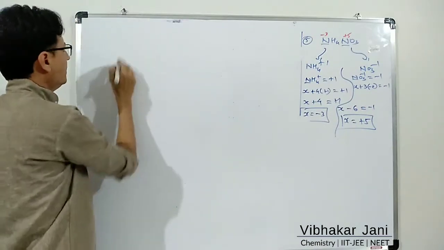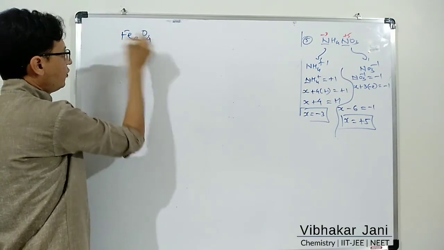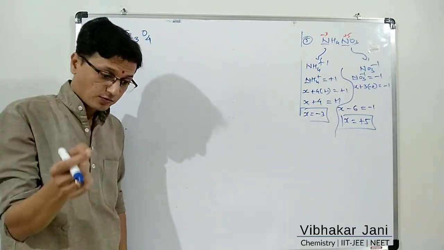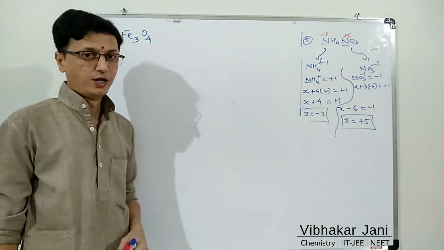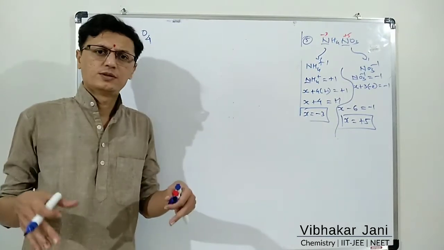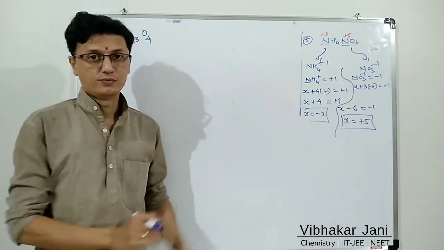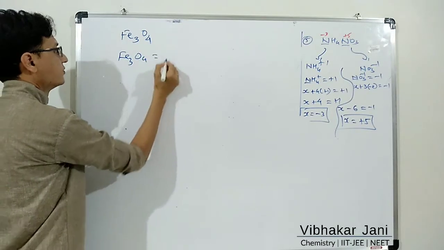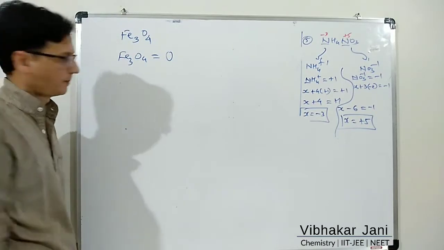Okay, now if I write Fe3O4, and if somebody asks what is the oxidation state of iron in Fe3O4, so first of all, to find the oxidation state of iron in this compound by our simple method, the oxidation state will have a fractional value. Let us take it out. So Fe3O4 is equal to 0. Why do we put 0 over here? Because this is a neutral species.